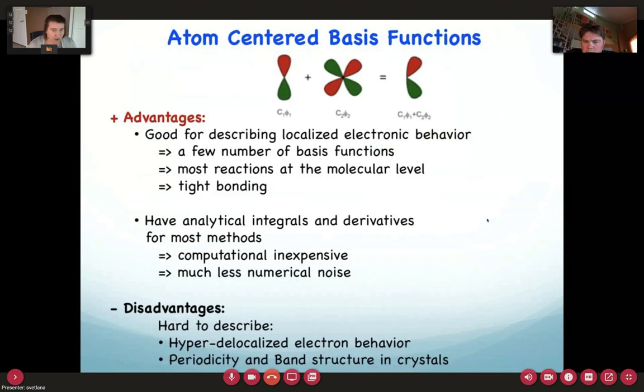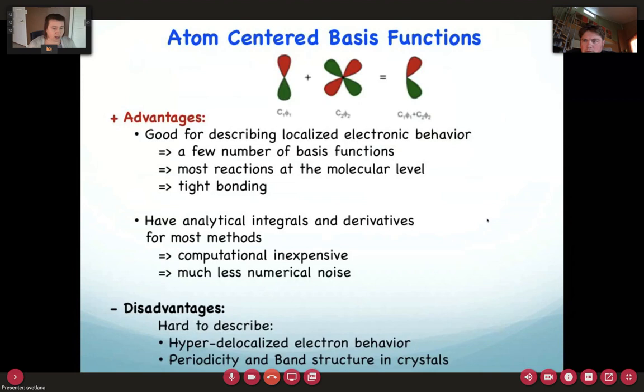This basis set also usually produces integrals which can be taken analytically, meaning you don't need to do this procedure numerically. You can use a database where all these tabulated integrals have already been computed. You can apply this without introducing noise and also save some computational time, which is, of course, a big plus.